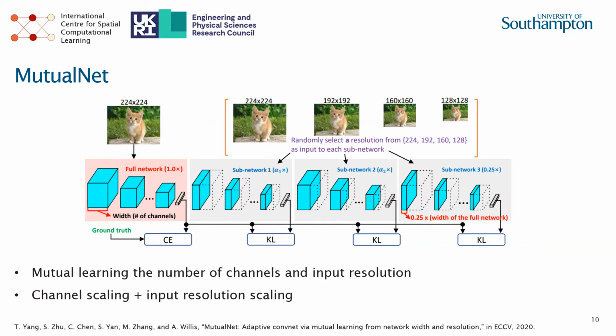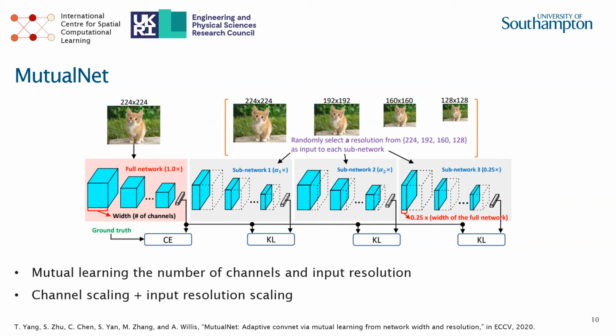And this is MutualNet, which is very similar to Scalable, but with additional input resolution scaling as well. All these methods make the assumption that the model we are using is static, so we have to figure out how to turn it into a dynamic model.